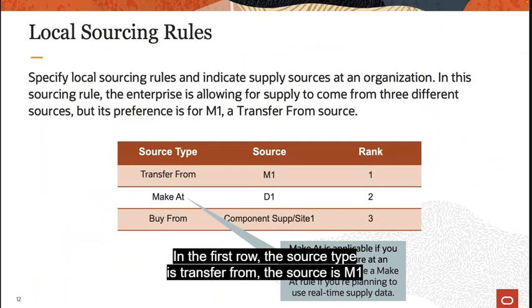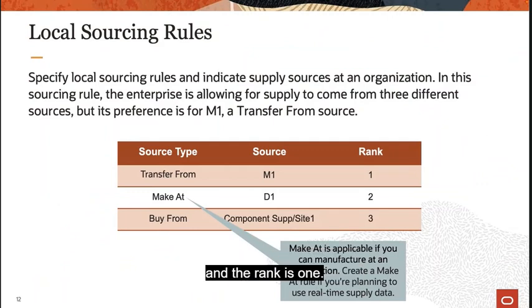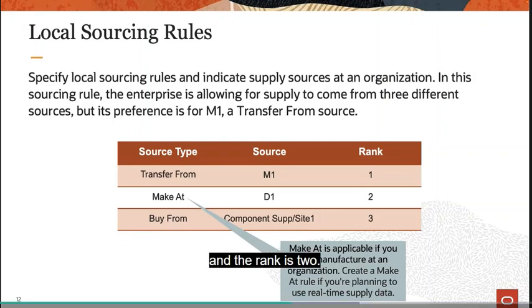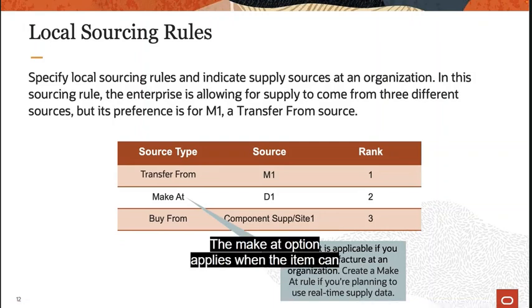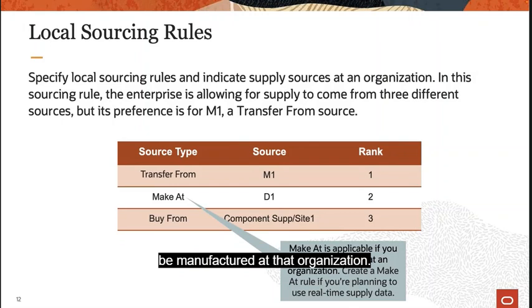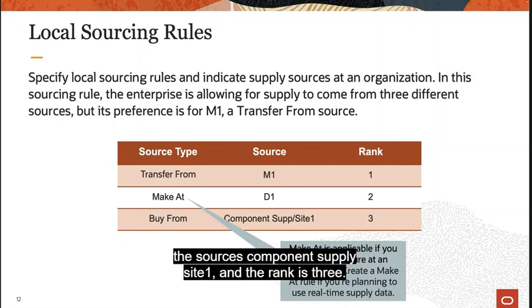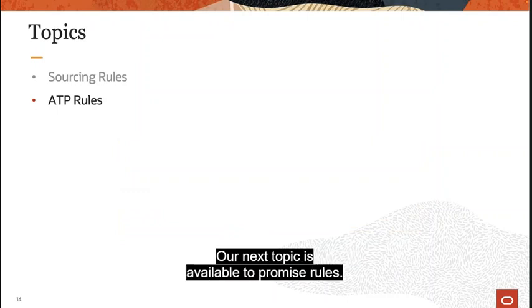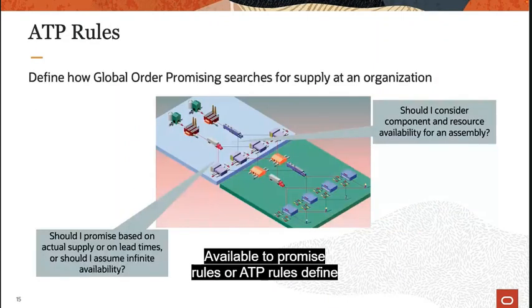In the first row, the source type is transfer from, the source is M1, and the rank is 1. In the second row, the source type is make at, the source is D1, and the rank is 2. The make at option applies when the item can be manufactured at that organization. In the third row, the source type is buy from, the source is component supply site 1, and the rank is 3.